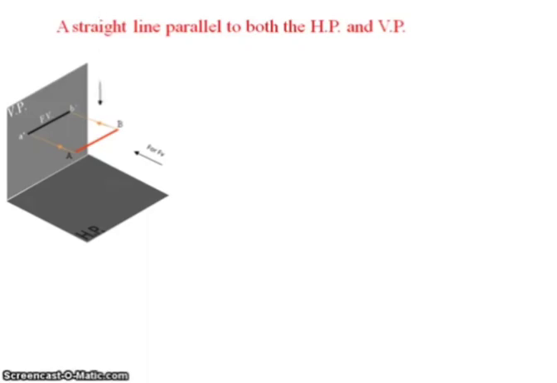And similarly when you go for the top view, in this condition also the line is parallel to the horizontal plane. So in the top view also we can see the true length of the straight line because it is parallel to the horizontal plane. The line is parallel to both the horizontal plane and the vertical plane, so in any view we can see the true length. In the top view it will look like it is falling in the horizontal plane with true length.